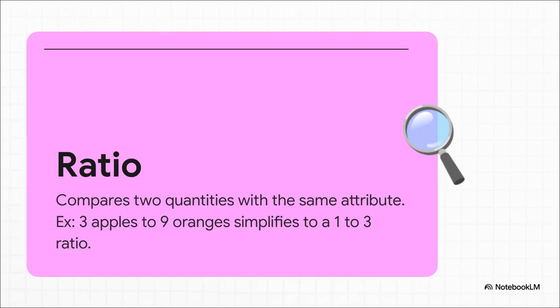Let's zoom in on a ratio. So imagine you've got a fruit bowl with 3 apples and 9 oranges. The ratio of apples to oranges is 3 to 9, but we can make that simpler, right? For every 1 apple, there are 3 oranges. So the simplified ratio is just 1 to 3. It's a really clean, direct comparison.